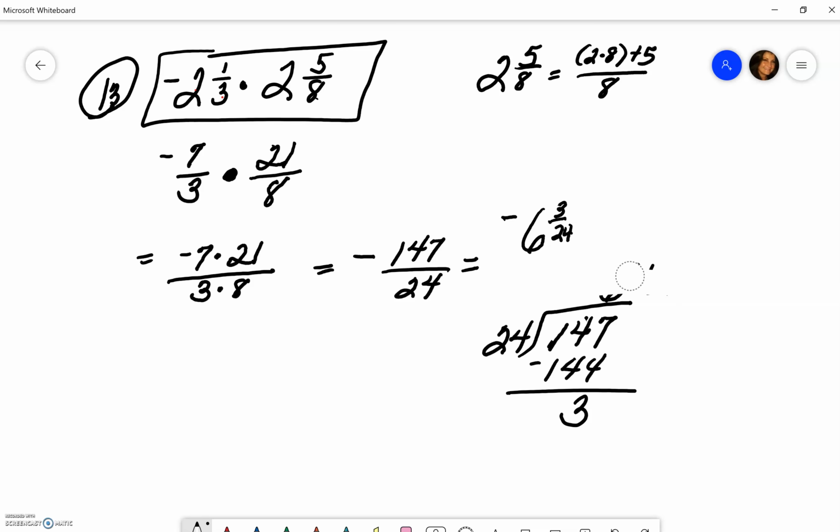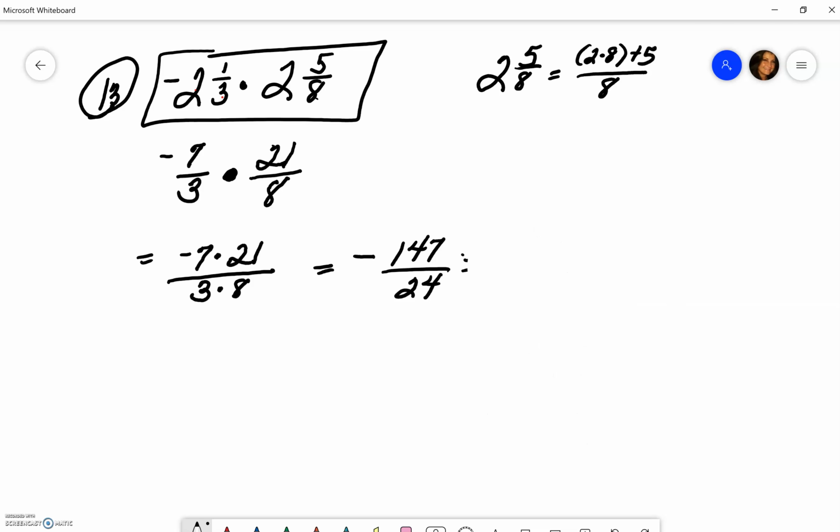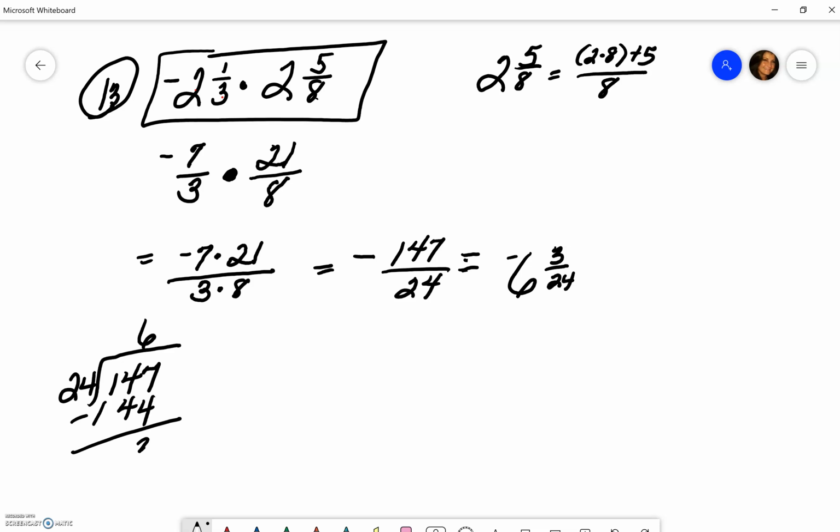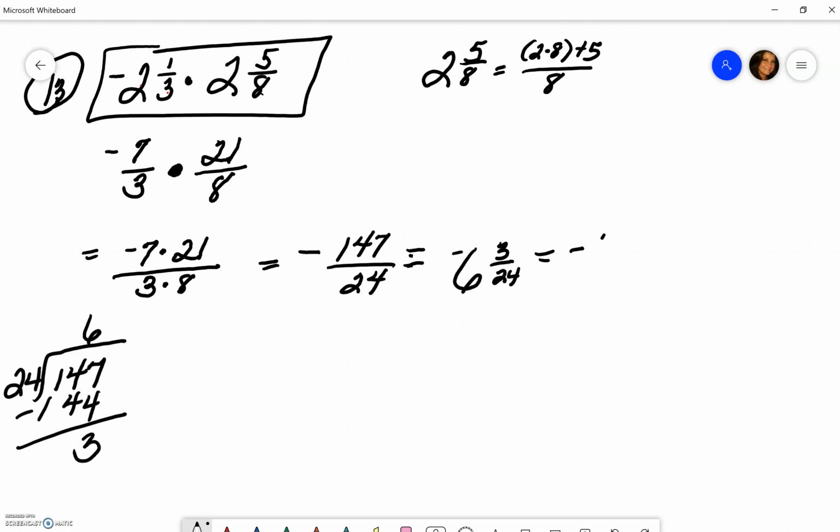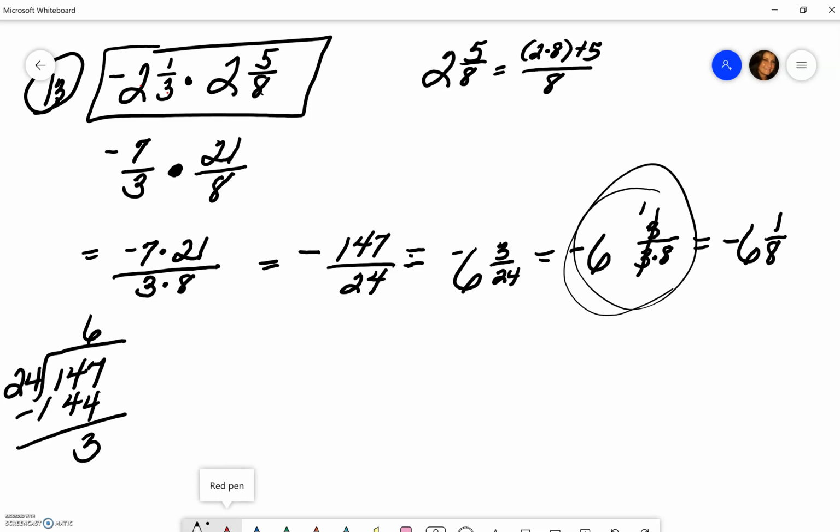The only problem is, and let me erase that, 6 and 3 over 24. And again, all I did was 24 into 147. This was the process over here. 6, and this was 144, remainder of 3. Now, the only thing with this is it's not in simplest terms. So to get it in simplest terms, I'm going to write -6, and then we can factor out a 3 from that 24, so it's 3 times 8. And these divide out to 1. So our final answer is -6 and 1/8. So there's one extra step here we needed to take.